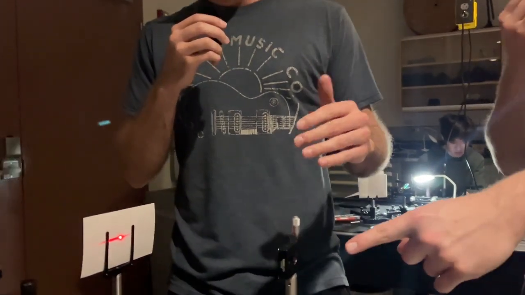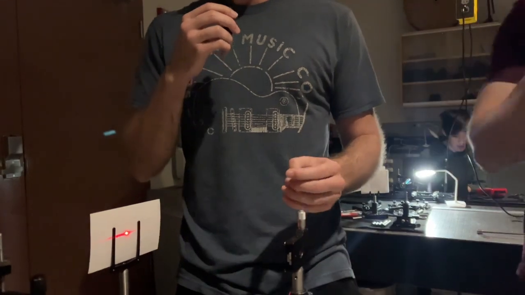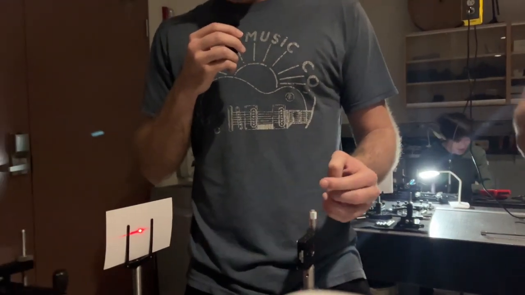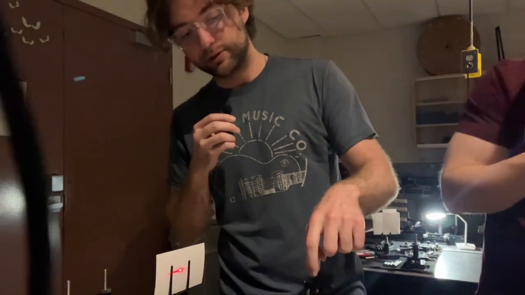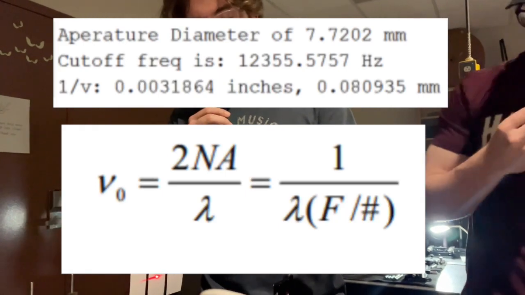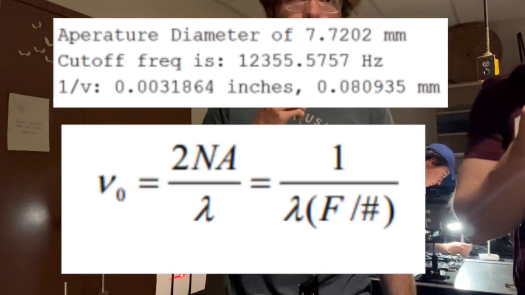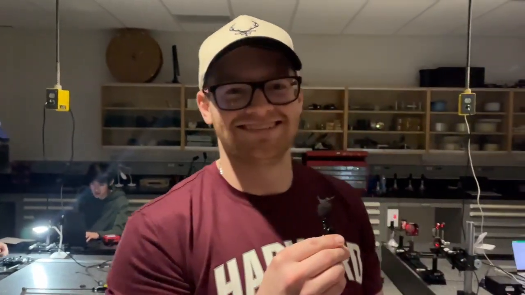We want this to be 1 over our cutoff frequency. And our cutoff frequency was about 12,000 hertz. And we want the width of the slit to be 1 over that. And we got about 0.08 millimeters. That's right. Everything that was just said was absolutely correct.